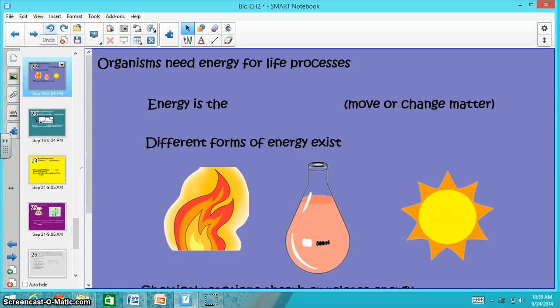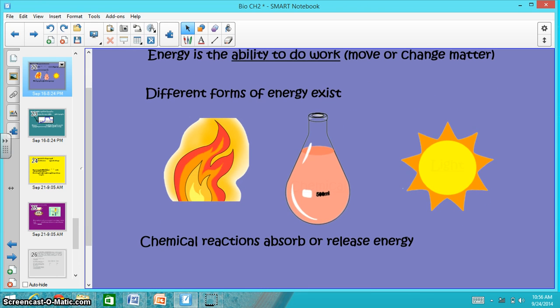Our last topic for Chapter 2 deals with energy. Energy is important for organisms because we need it to fuel all of our life processes. Energy is just the ability to either do work or move or change matter. And there's different kinds of energy out there. Some common ones include thermal energy, which gives off heat, chemical energy, and of course, light energy.